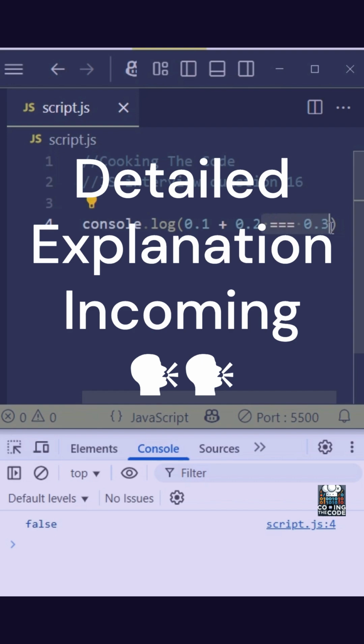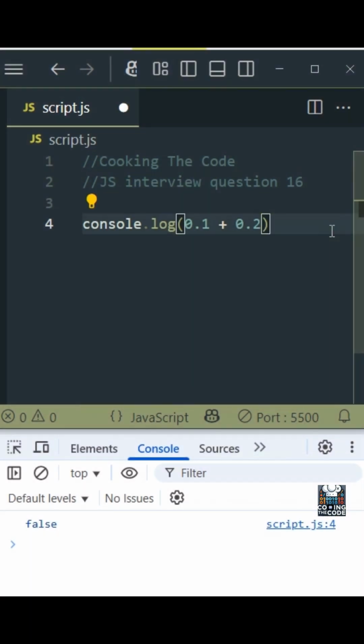Okay, we'll start by removing this section. Now if we log this, 0.1 plus 0.2, we can see the answer is 0.3 with a bunch of zeros, but it has a 4 at the end. And here's where the problem lies. 0.2 plus 0.1, or the other way around, doesn't make a difference. What makes a difference is that it does not add up to 0.3, and hence we get that answer as false.